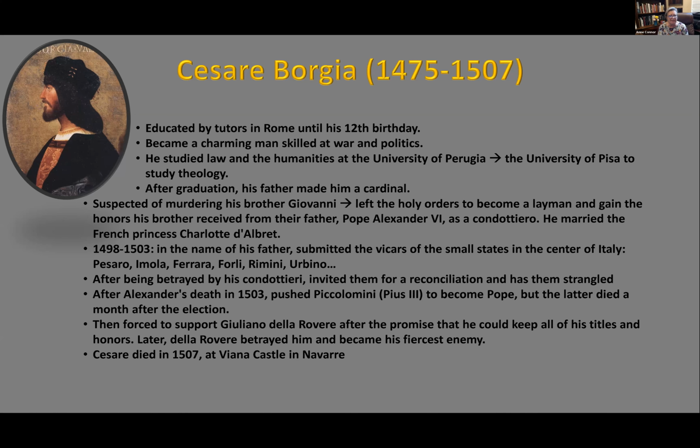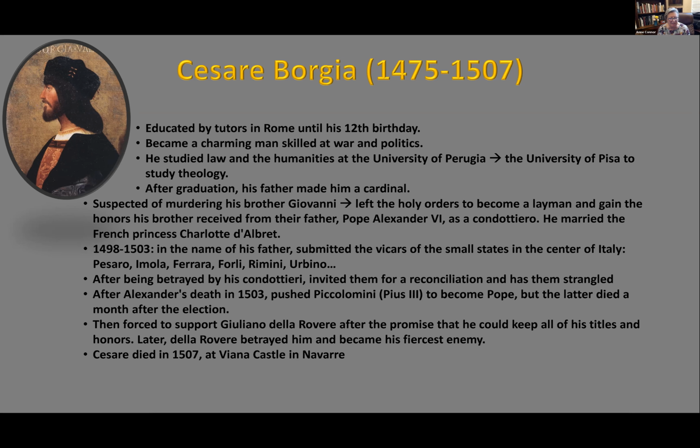Between 1498 and 1503, in the name of his father, he went through the Papal States and submitted the vicars. That's what I was mentioning, these people that were taking care of the small states for the Pope, but that had become very independent. So he submitted the vicars of the small states in the center of Italy, like Pesaro, Imola, Ferrara, Forli, Rimini, Urbino. But once he was betrayed by his condottieri, he invited them for a reconciliation and had them all strangled.